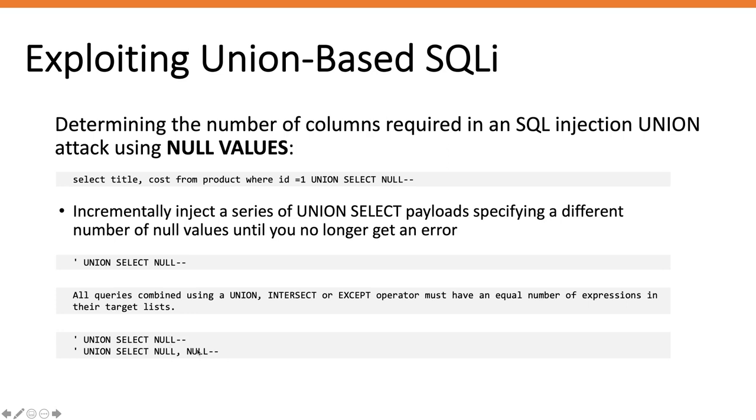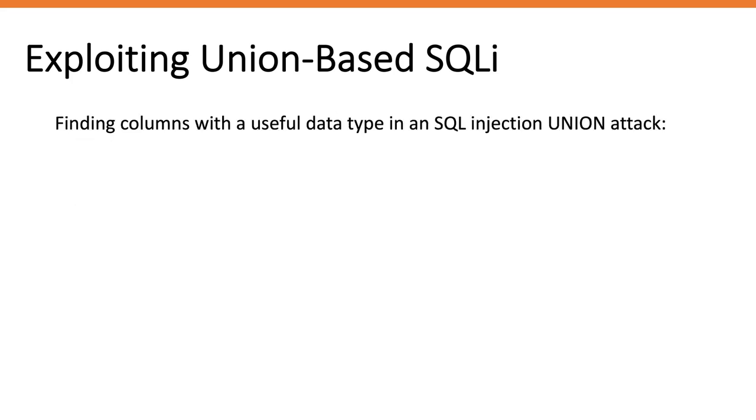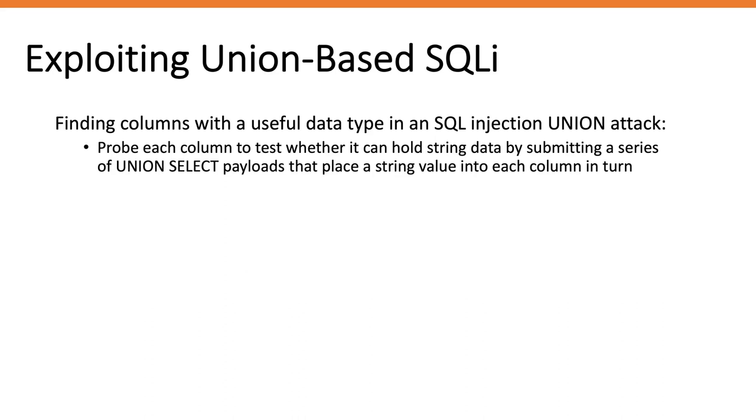So you could either do it by the order by clause or by adding union select payloads specifying different numbers of null values. Okay, so that's how to find out the number of columns that the query is using. Next, we need to find a useful data type in these columns. And so the way to do that is to probe each column to test whether it can hold string data by submitting a series of union select payloads that place a string value into each column in turn.